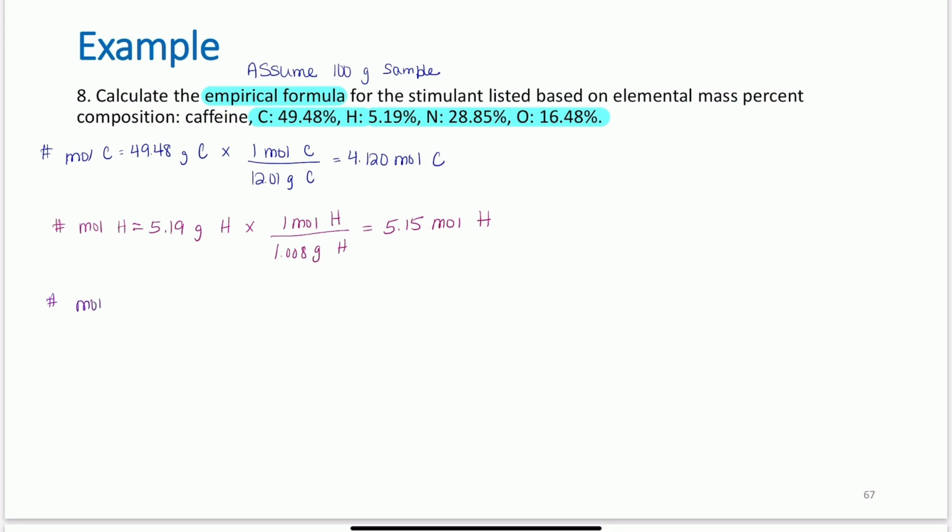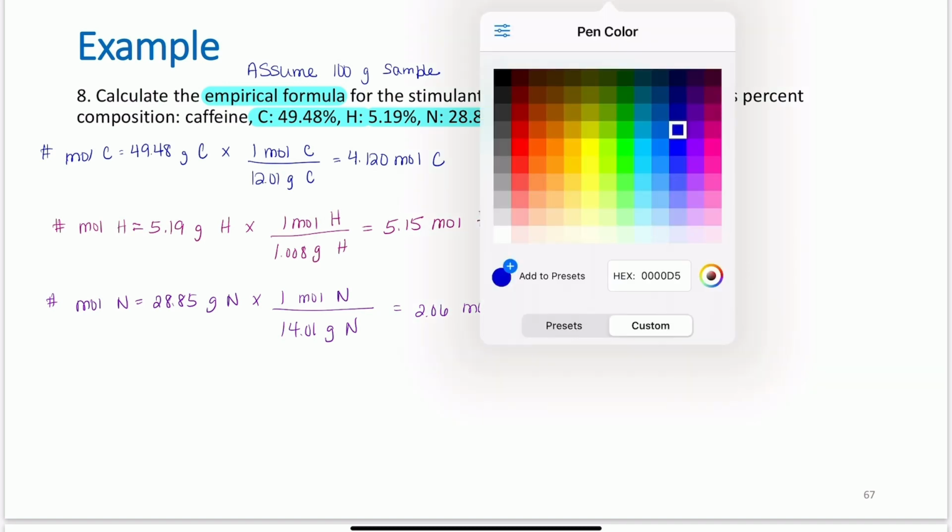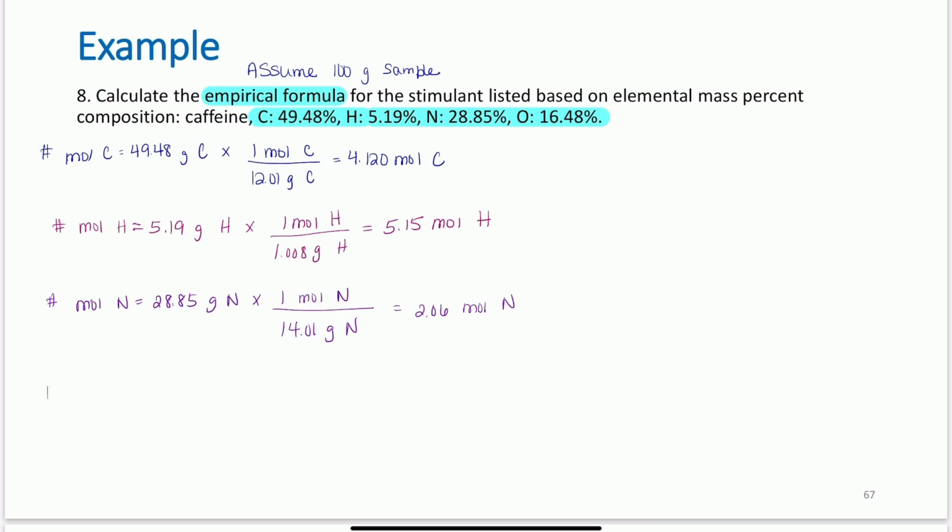Number of moles of nitrogen, 28.85 grams of nitrogen. 1 mole of nitrogen weighs 14.01 grams of nitrogen. 2.06 moles of nitrogen. And number of moles of oxygen. 16.48 grams of oxygen. 1 mole of oxygen to 16 grams of oxygen gives me 1.03 moles of oxygen.